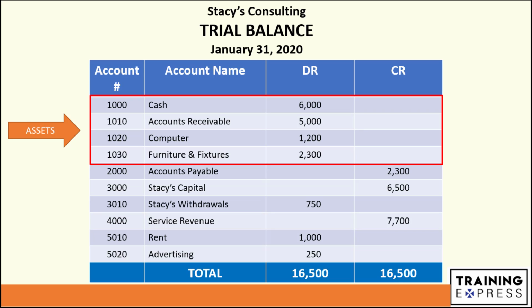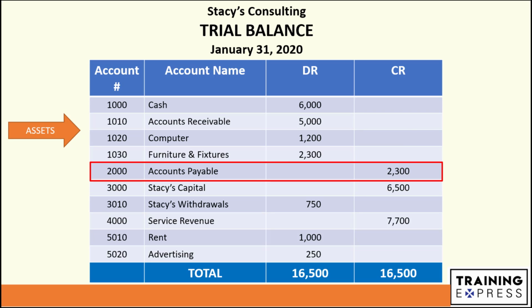Try to note another thing here. The normal balance for all the assets is debit, and that is why you can see that we have written their ending balances in the debit column. Then we move on to the liability section, and in this case we have only one liability, which is accounts payable. Liabilities normally carry a credit balance, and you can see that we have written accounts payable in the credit column.